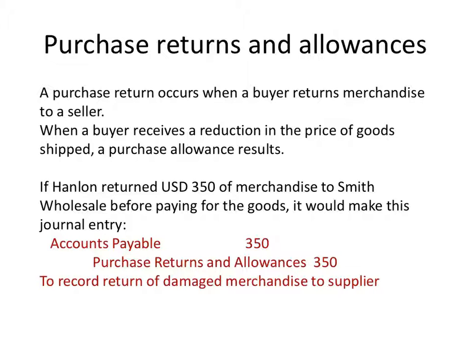So let's assume that Hanlon returned $350 of merchandise to Smith. Well, I reduce what I owe. And again, purchase returns and allowances is a contra account to purchases.